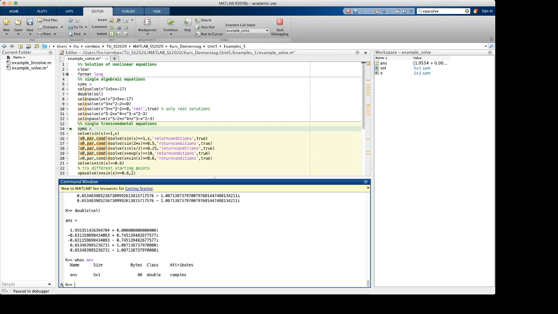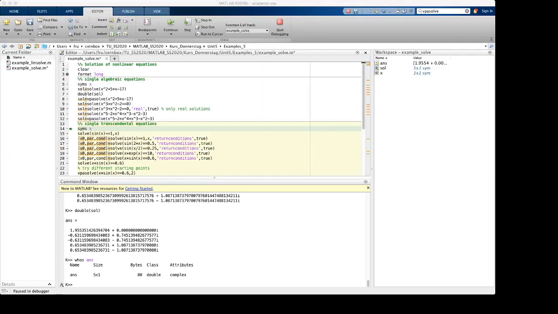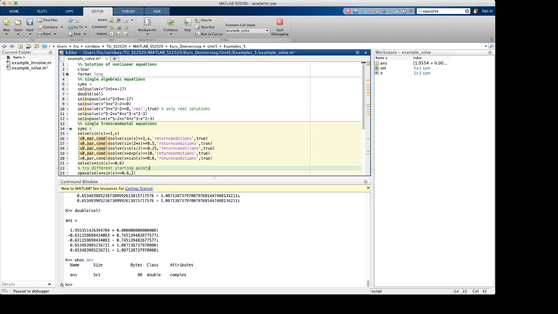Now let's pass to single transcendental equations, equations involving transcendental functions like the trigonometric functions or the exponential function. Let's try first the simple equation sine of x equals 1. You can see that it's possible to add an argument that indicates with respect to which variable the equation has to be solved. In this case, it's redundant because there is only a single variable in the equation, namely x.